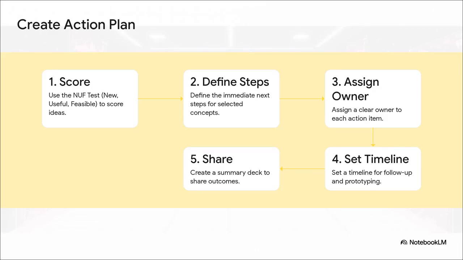This checklist is how you turn those quick wins into a real concrete plan. After you score your ideas using the MUF test, that stands for new, useful, and feasible, you define the very next step. Then you assign a single owner, because accountability is everything. Set a timeline. And finally, package the results to share it with leadership. This is how you prove the mission's value.